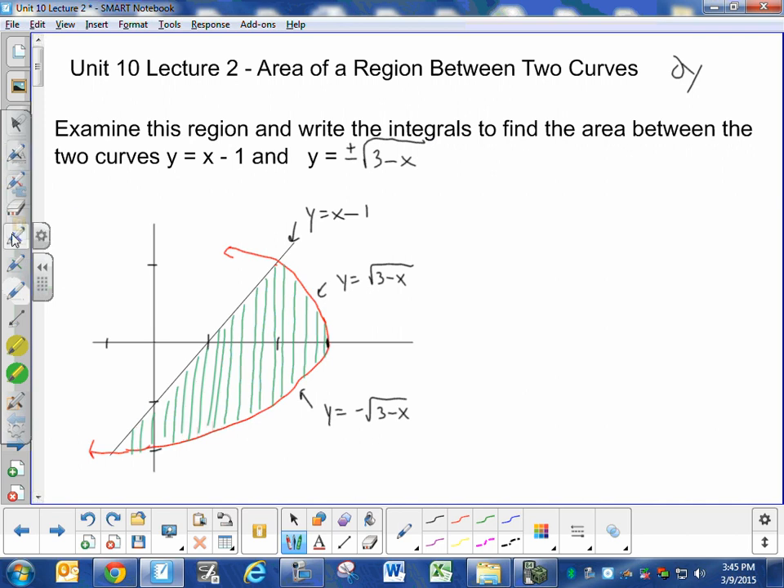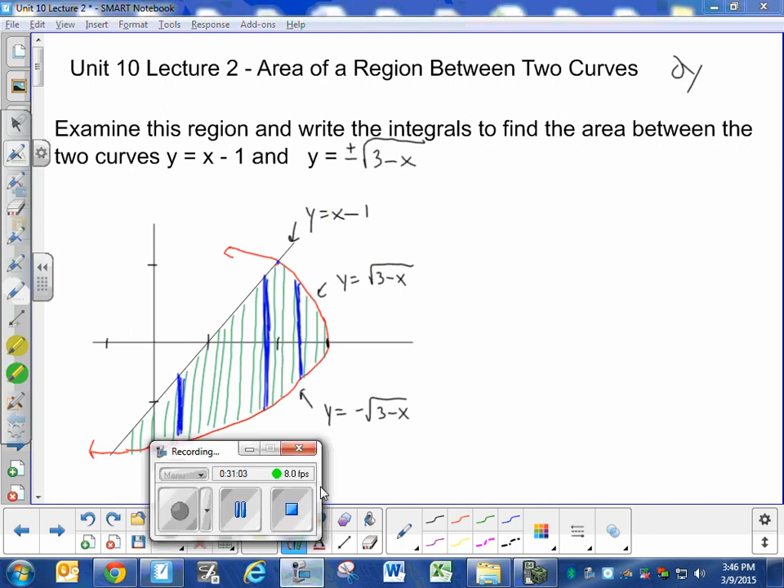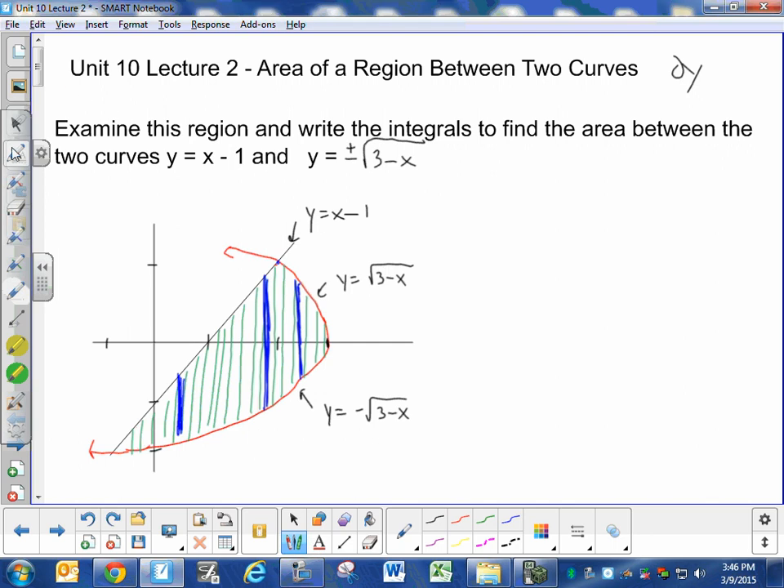Okay, well, if I think about finding areas using the top minus the bottom, so dx, we got this top, which is x minus 1, minus the bottom, which is this negative root 3 minus x, until I get here. And then all of a sudden, after here, the top becomes the positive root 3 minus x, and the bottom's negative root 3 minus x. Well, the question is, where do these two things intersect? Well, when x is 2, you can see 3 minus 2, you get the square root of 1, which is 1. 2 minus 1 is 1. Okay, so at 2. So that means I need two integrals, right? I need first the integral from, looks like we intersect at negative 1. That's correct. 3 minus negative 1 is 4. Negative 1 minus 1 is negative 2, so that's good.